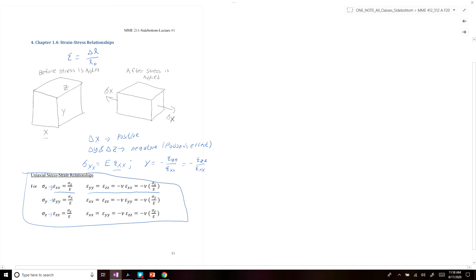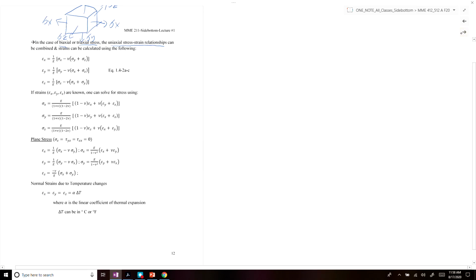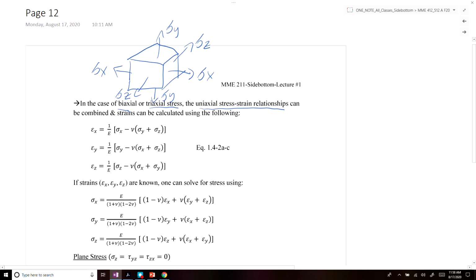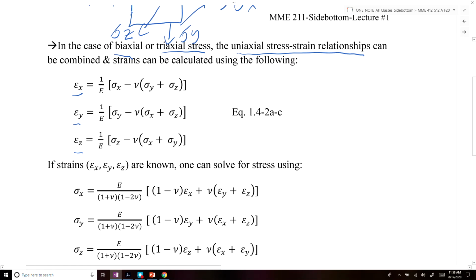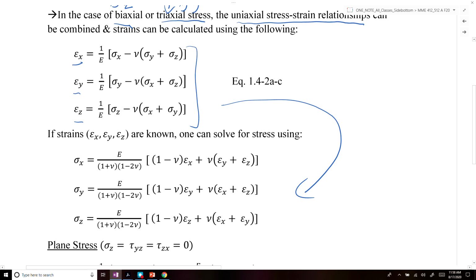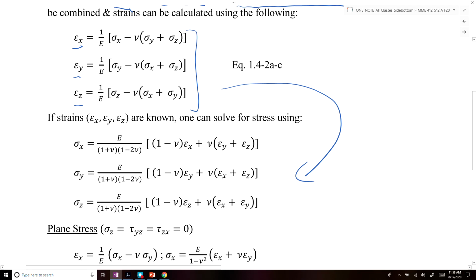if you combine them all together, what you end up getting is an equation that you could solve for the strain in the x, the y, and the z if you know the normal stresses. So if you know sigma x, sigma y, sigma z, and you know the Poisson ratio and the modulus of elasticity of the material. If you rearrange these three equations, you can solve for the stresses if you know the strains within the material. So if you know the normal strains, epsilon x, epsilon y, and epsilon z, you can solve for sigma x, sigma y, and sigma z.